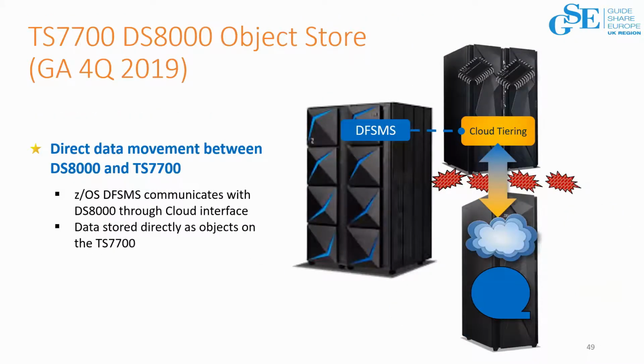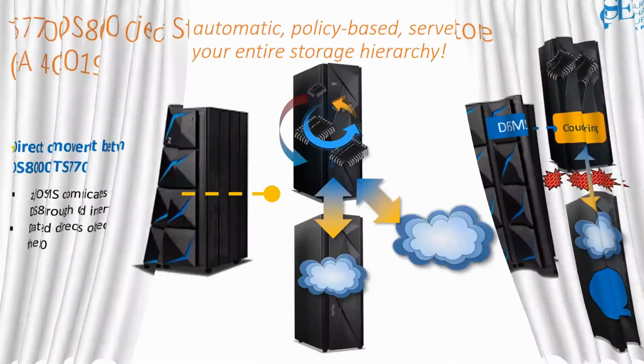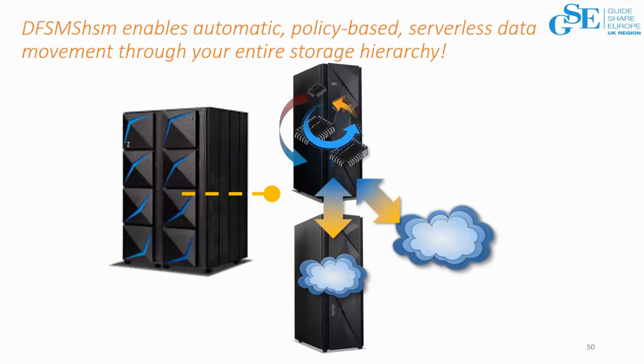And since fourth quarter of 2019, you can use the TS7700 as a cloud. In this case, DFSMS communicates with the DS8K through the cloud interface, just as it does for other types of cloud storage. And then the DS8K ensures that the data is stored directly as objects on the TS7700. With HSM, you can set up automatic policy-based serverless data movement throughout your hierarchy, including cloud now. And so just to simply state this, cloud storage is a new tier that's been added to the storage hierarchy.